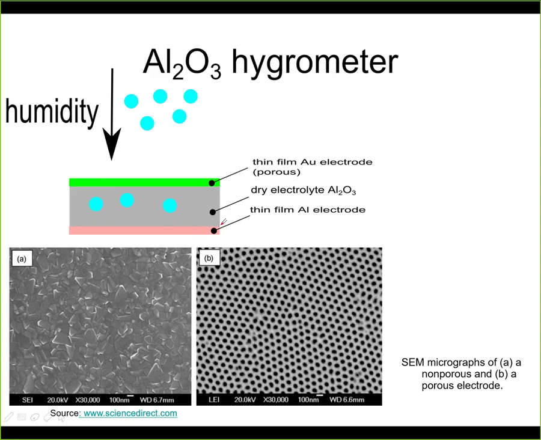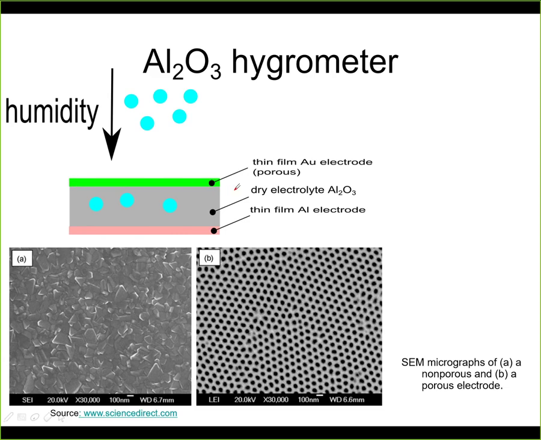We are looking for the changes that will happen in this dry electrolyte with humidity. And we can either measure changes of capacity or electrical resistance, or both. So this will work as a capacitor. Here we will have one electrode, and here we'll have a second electrode. The one electrode that is here on the bottom is typically made directly from aluminium. It's a thin film electrode, and this is a solid electrode, so there are no holes in the electrode.